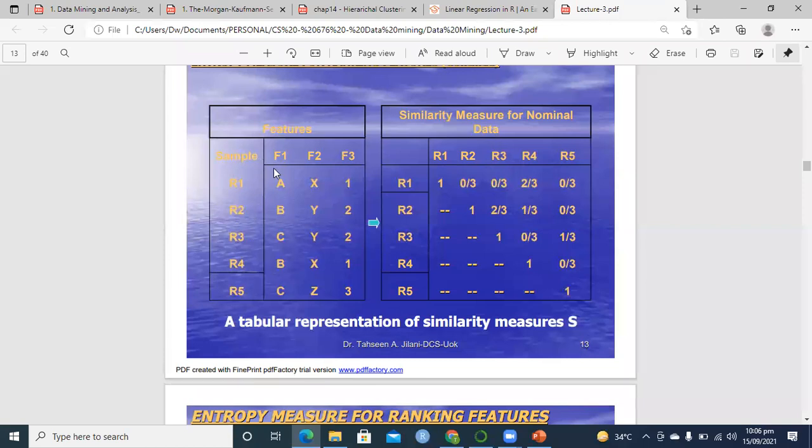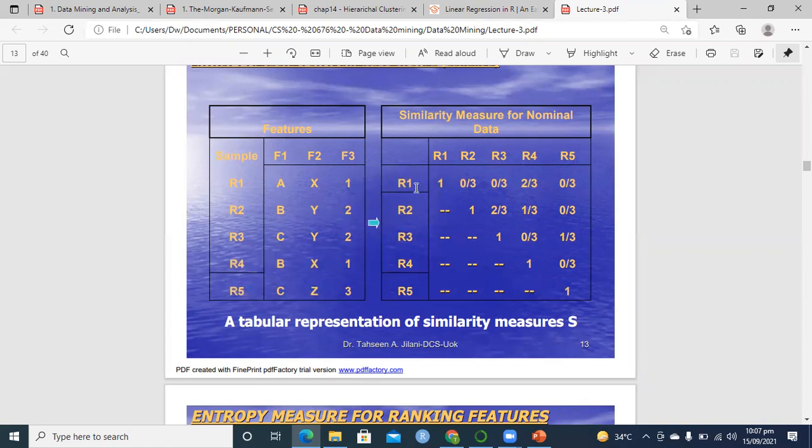How are we calculating this one? Now understand this. A tabular representation of similarity measure S. This F1 is feature 1, feature 2, feature 3, and row 1, row 2, row 3 for our samples. Feature 1 is categorical, feature 2 is categorical, feature 3 is numeric but representing categories. None of them is a real number.